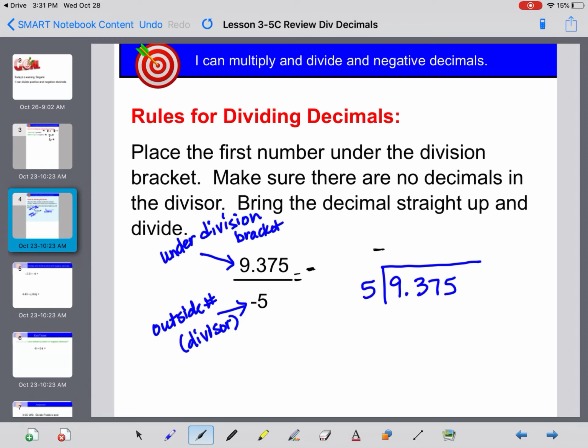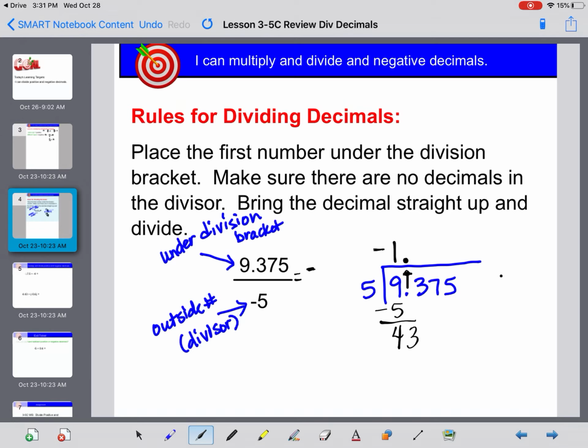Now I start dividing. Does 5 go into 9? Sure it does. It goes in exactly one time. 1 times 5 is 5. Then I subtract, and I get 4. Now, this decimal goes straight up. Do not touch the decimal. Do not bring the decimal down. Just leave the decimal right up there on the rooftop of this little bracket or this little house, this blue house I have. Leave that decimal straight up and then ignore it.